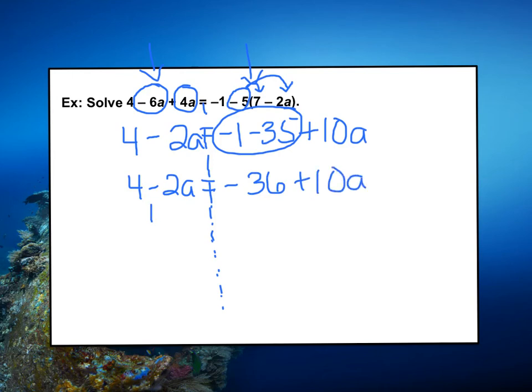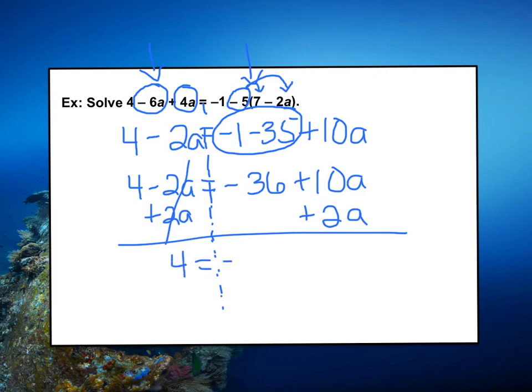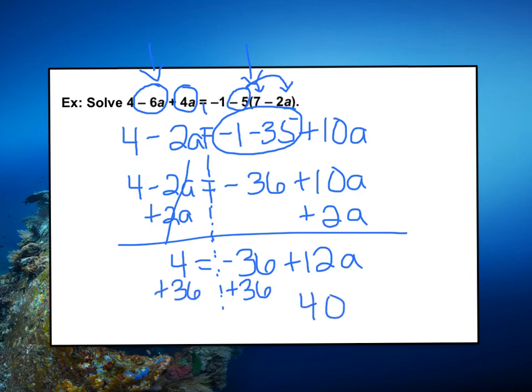I'm going to add 2a to both sides to get variables to one side. And I chose the 2a because I don't want a negative variable. So I get 4 equals negative 36 plus 12a. I'm going to add 36 to both sides. And now I get 40, because 4 plus 36 is 40, equals 12a.